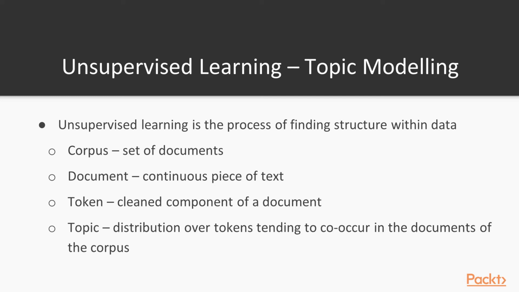I've just put up the definitions that we covered in the last section as a reminder. A corpus is a set of documents, a document is a continuous piece of text, and a token is a cleaned component of a document. And we can define a topic as a distribution over tokens tending to co-occur in the documents of the corpus. So in other words, each topic is a set of tokens that are more likely to be together in the same document. And we determine what that distribution of tokens is, and which tokens belong in each topic, by looking at the overall structure of every single document in the entire corpus.